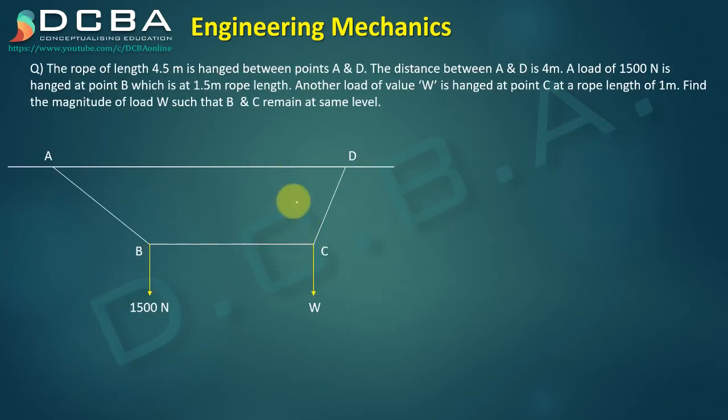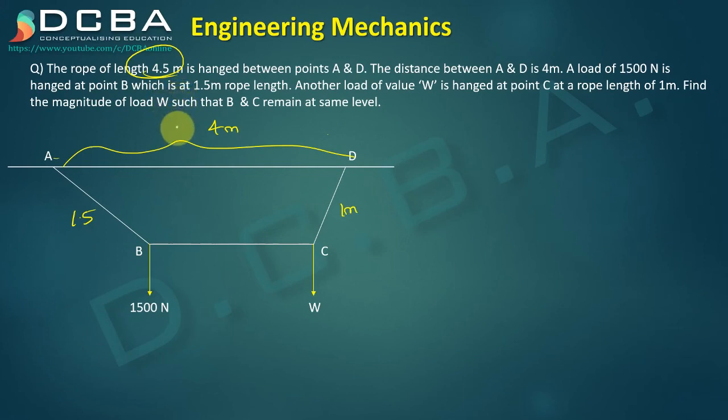Let us solve a numerical. A rope of length 4.5 meters is hanged between points A and D. Distance between A and D is 4 meters. A load of 1500 Newton is hanged at point B, which is 1.5 meters in rope length, and another load of value W is hanged at point C at a rope length of 1 meter. So this is 1 meter, this is 1.5 meters. Total ABCD is 4.5 meters here.